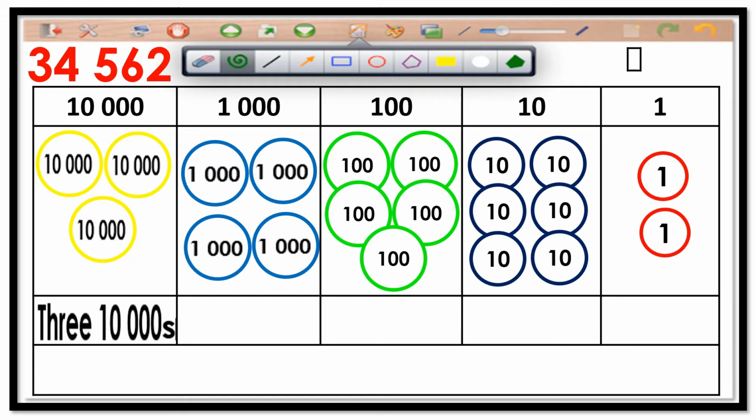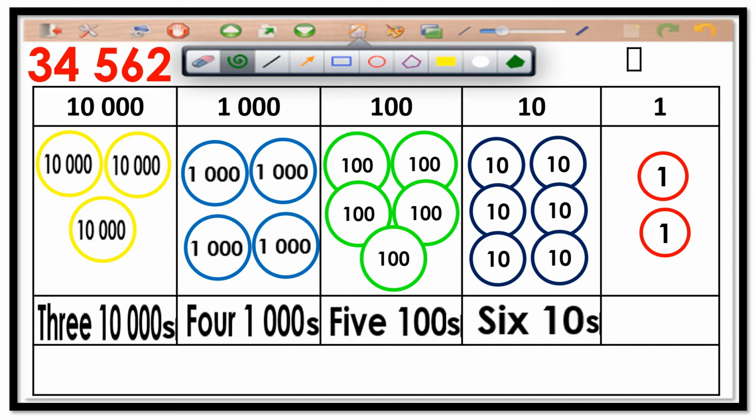So, there are 3 10,000s kasi 3 yung 10,000. And then, sa 1,000 naman, may 4 1,000s. And then, 5 100s. And then, 6 tens. Then, 2.